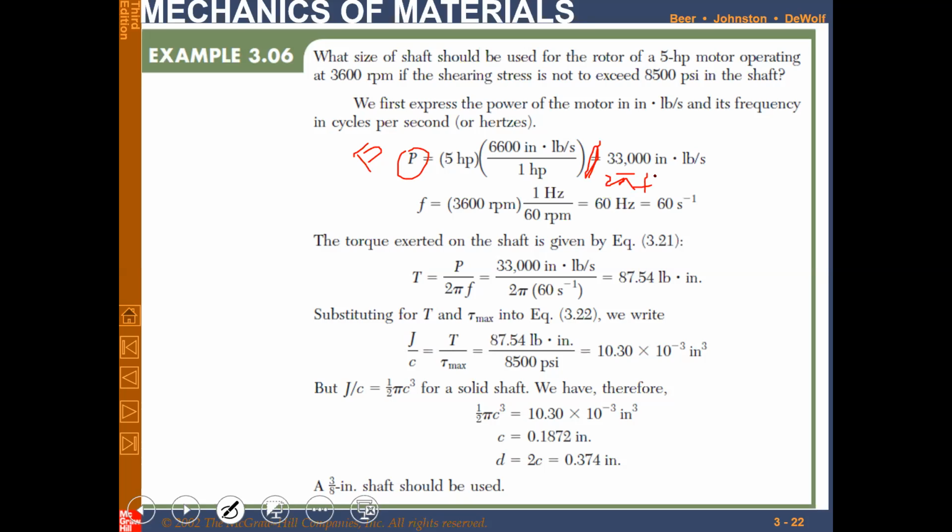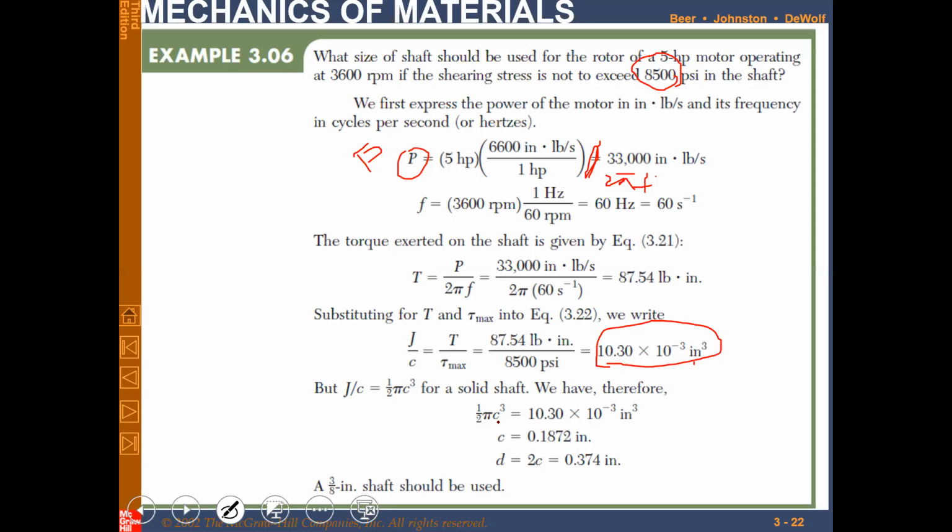Now J by C is T over tau max. Tau max is given, that is 8500, and T is over here. So J by C will be this much. And now we know J over C for the solid rod is half pi C cube, and half pi C cube is equal to 10.3. This is the one over here, right?